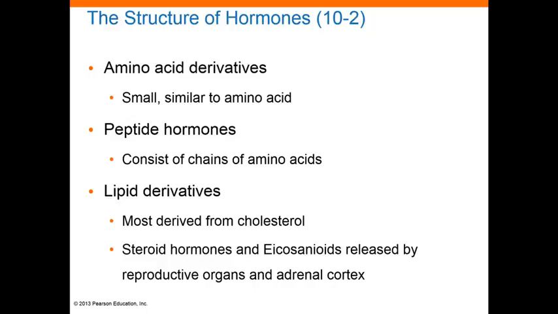Steroid hormones are released by reproductive organs and the adrenal cortex. For example, testosterone and estrogen are steroid hormones. Eicosanoids coordinate local cellular functions. An example are prostaglandins.